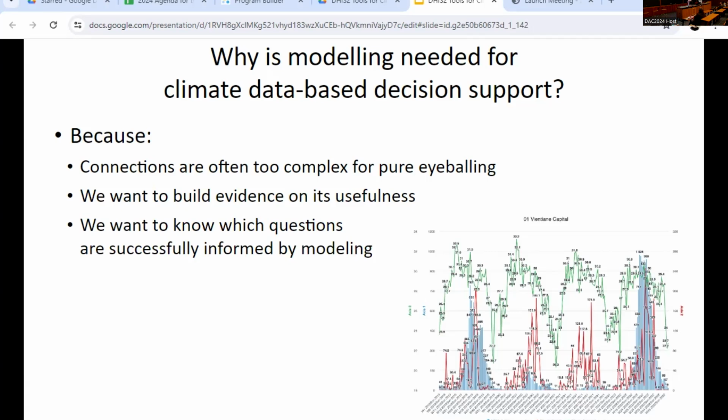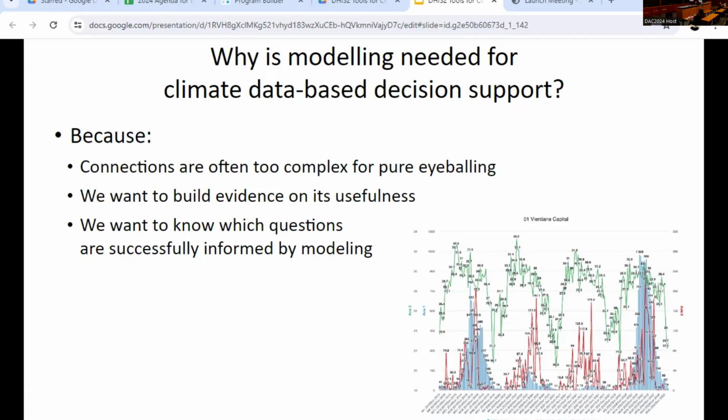The third thing is that we want to know which questions are successfully informed by modeling. So say something like predicting malaria 6 months ahead versus predicting malaria 2 weeks ahead. It's two very different aims. If you predict 6 months ahead, it leaves a lot of time for trying to do interventions. If you only have 2 weeks, maybe nothing can be done anyway if you only know that there will be an outbreak 2 weeks ahead.